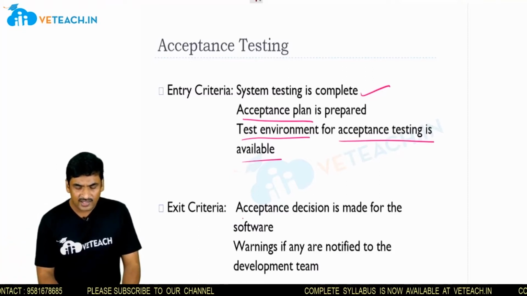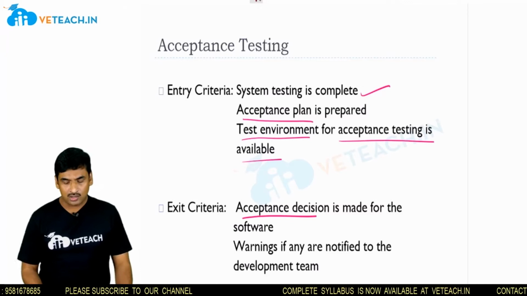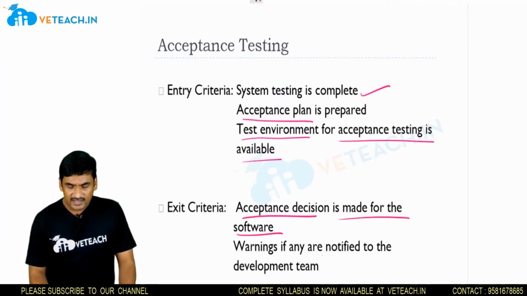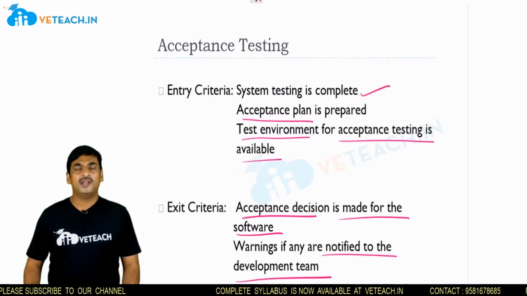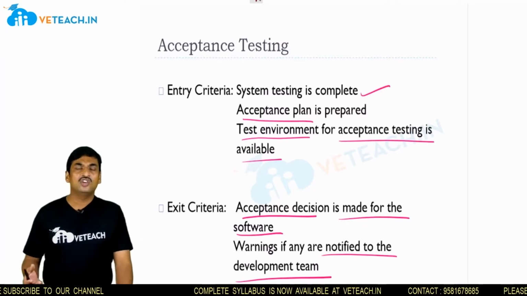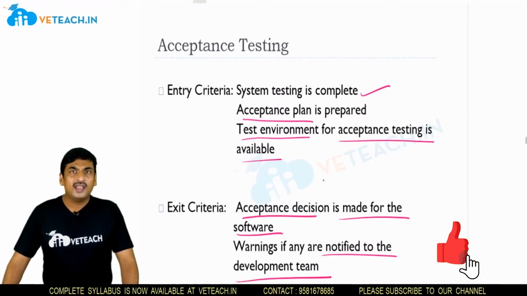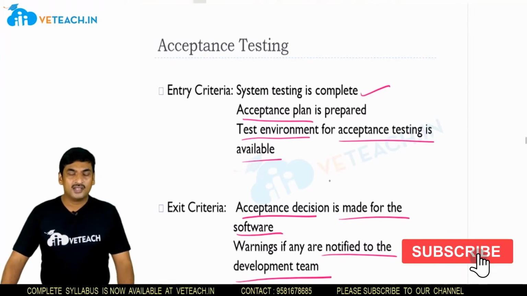Exit criteria: an acceptance decision, whether yes or no, is to be made for the product. Warnings, if any, are to be notified to the development team. If there are any concerns, those have to be notified to the development team. That comes out to be the exit criteria for acceptance testing.